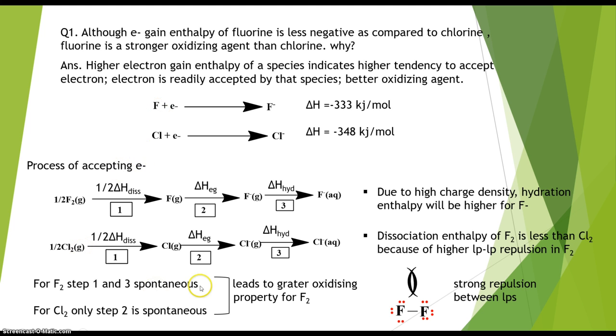What is the reason? The reason is this: overall, if we think of the process of accepting electrons, then fluorine will be much ahead of chlorine in the process of accepting electrons, which imparts a better oxidizing property to fluorine than chlorine. Okay.